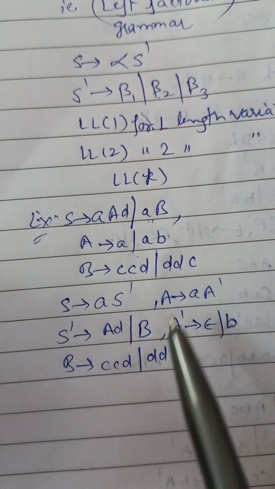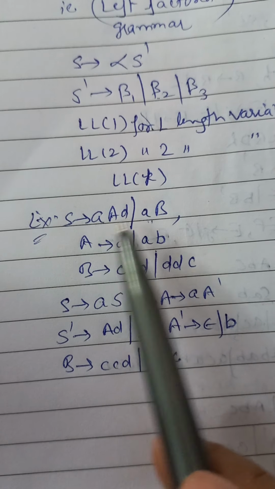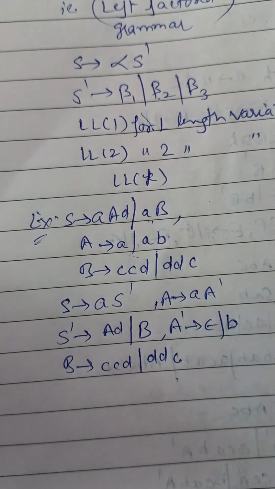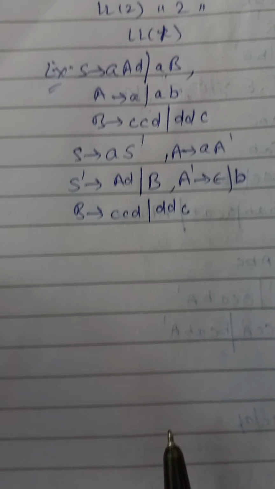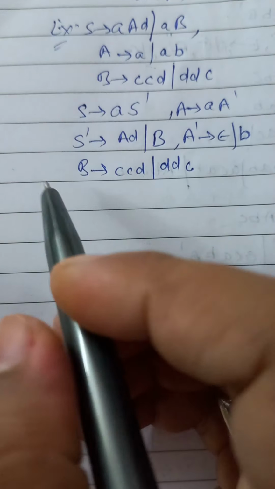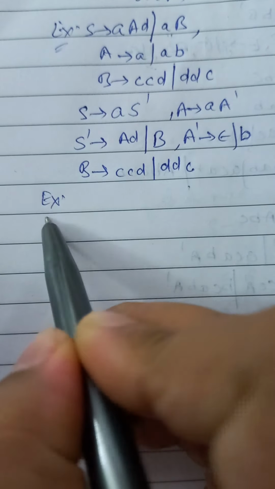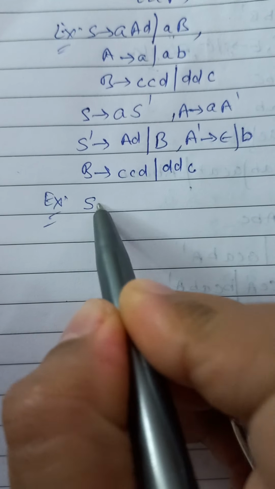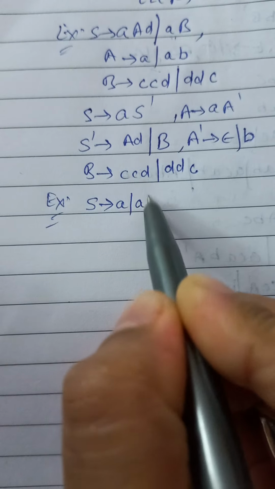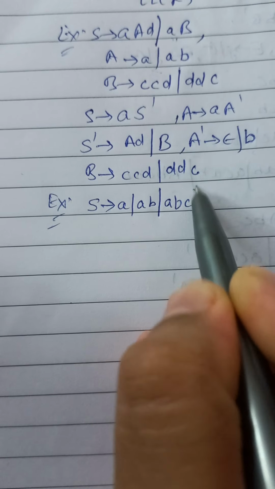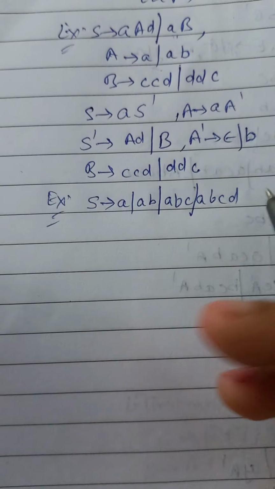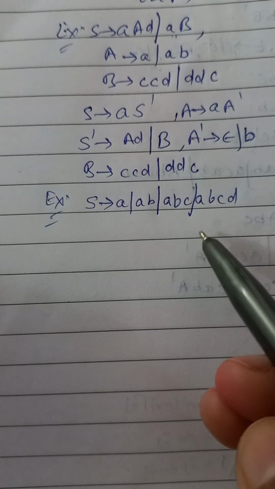In this grammar there is no left factor, because we removed the left factoring by this method. So now in the next example, elimination of left factoring from a grammar. Suppose we have the grammar S tends to A B | A B C | A B C D. Suppose we have this grammar and we need to remove the left factoring. So how are we going to do this?